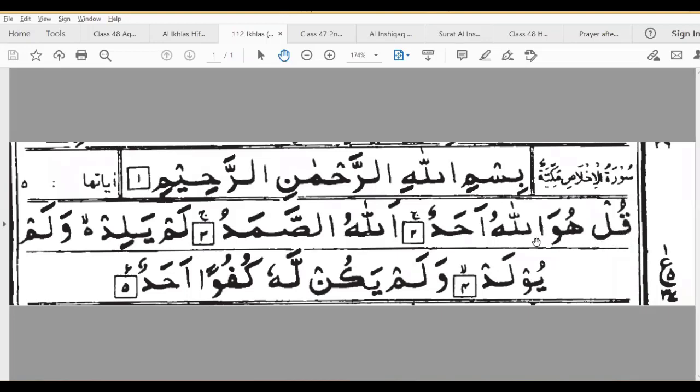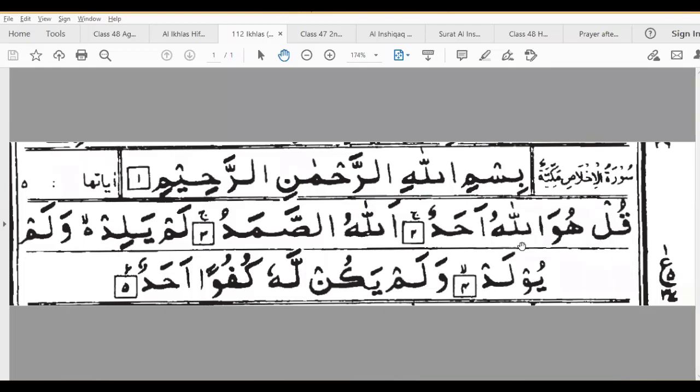قل هو الله أحد. Okay, good try. First thing over here, remember the first thing we said: this is the letter Qaf. It's a thick and heavy sounding letter. So try this again. Qul. Good. So thick and heavy sound, okay?